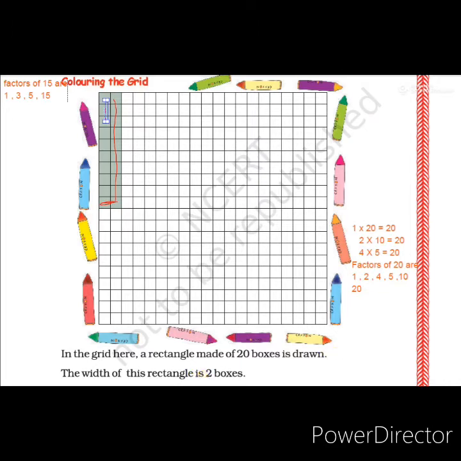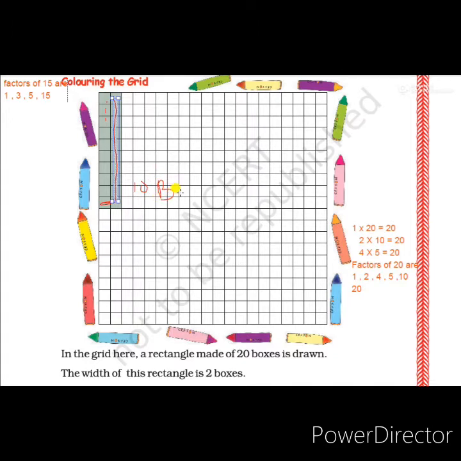Here we have asked what is its length. So count the number of squares given in this rectangle. How many boxes are there? 10 boxes are there. 10 boxes in 2 lines. So what is the length of this rectangle? 10 boxes. The length of this rectangle is 10 boxes.